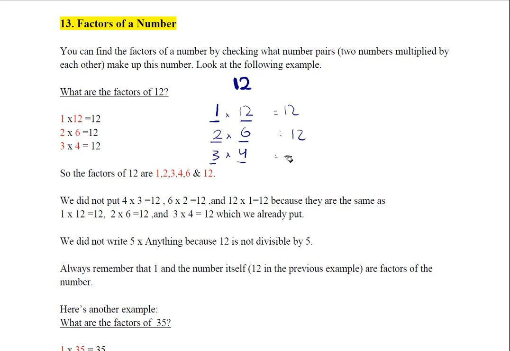Okay, so we're done. So what are the factors of 12? The numbers that when multiplied by each other give me 12. So 1, 2, 3, 4, 6, and 12. So we have 6 factors.